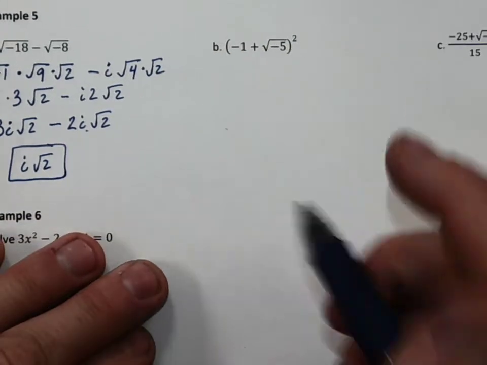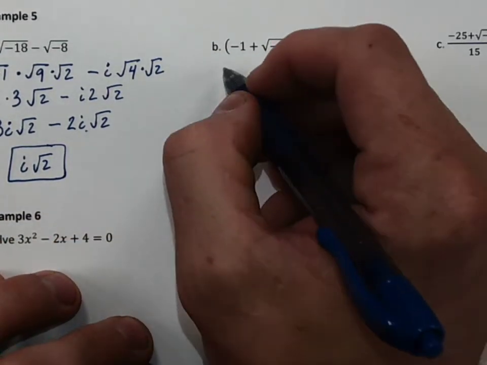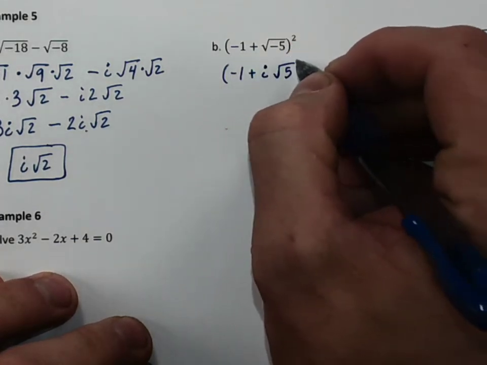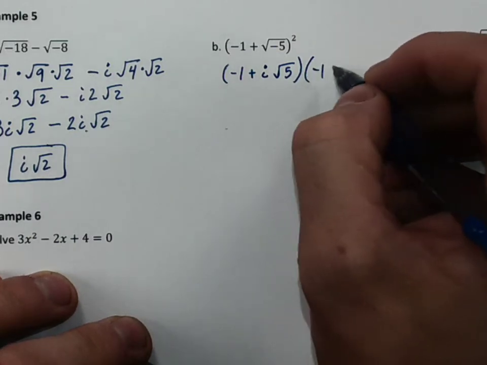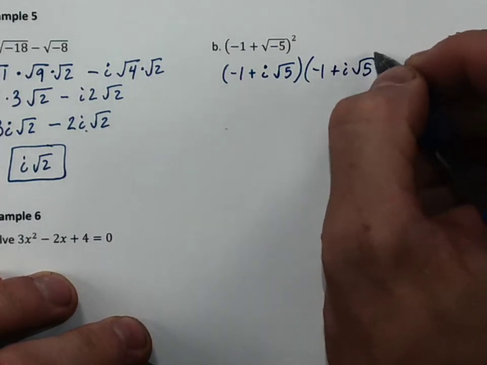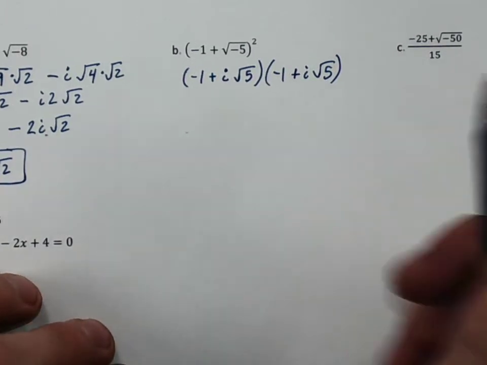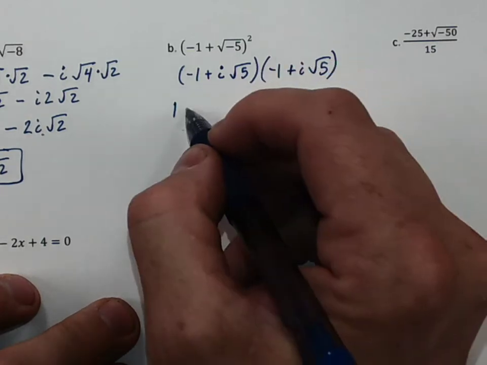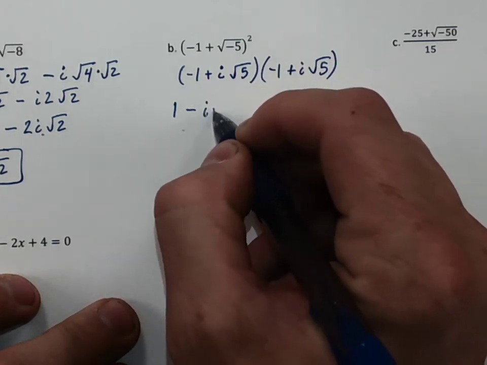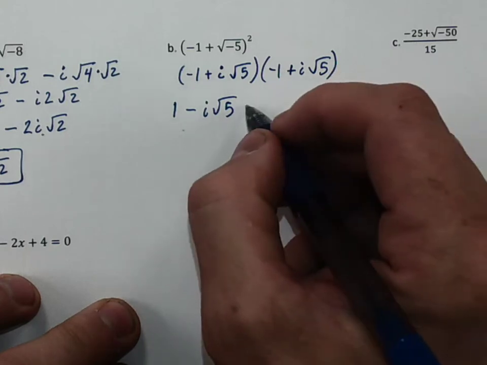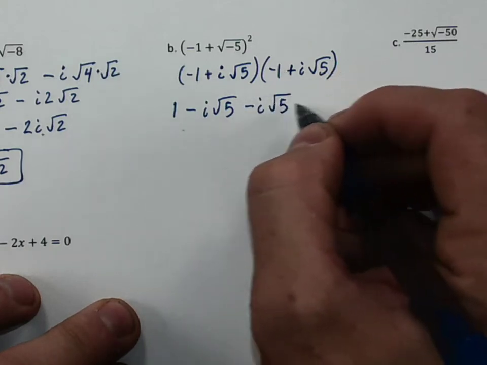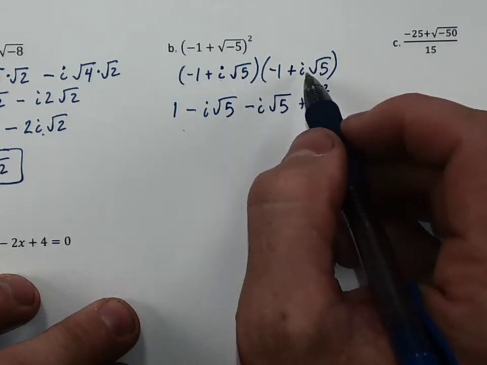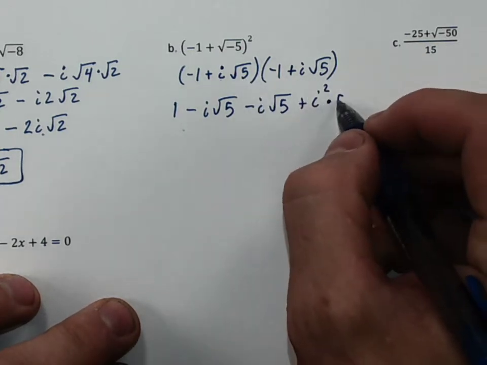Try it again. I'm going to first take out the i. So this is negative 1 plus i square root of 5. I'm squaring this, so that means I'm multiplying it by itself. I would suggest writing it out twice. Negative 1 times negative 1 is positive 1. Negative 1 times i root 5 is negative i root 5. i root 5 times negative 1 is another negative i root 5. And then i times i is i squared, and square root of 5 times the square root of 5 is just 5.